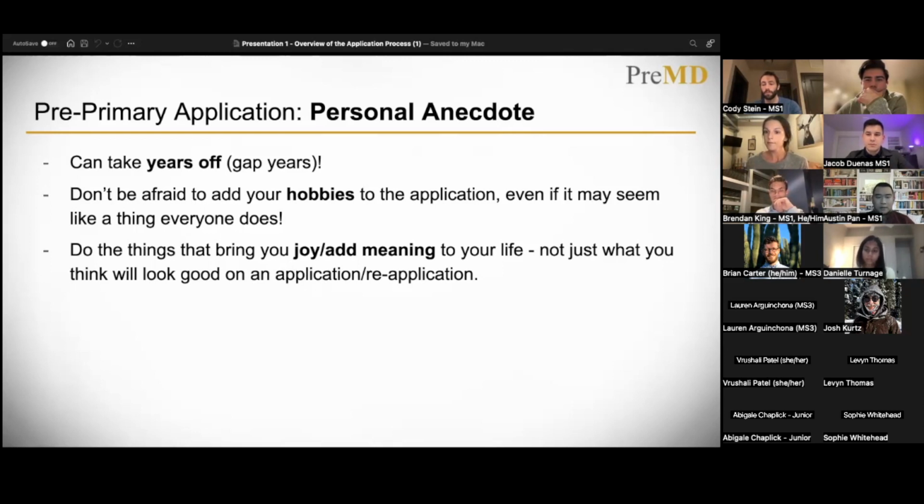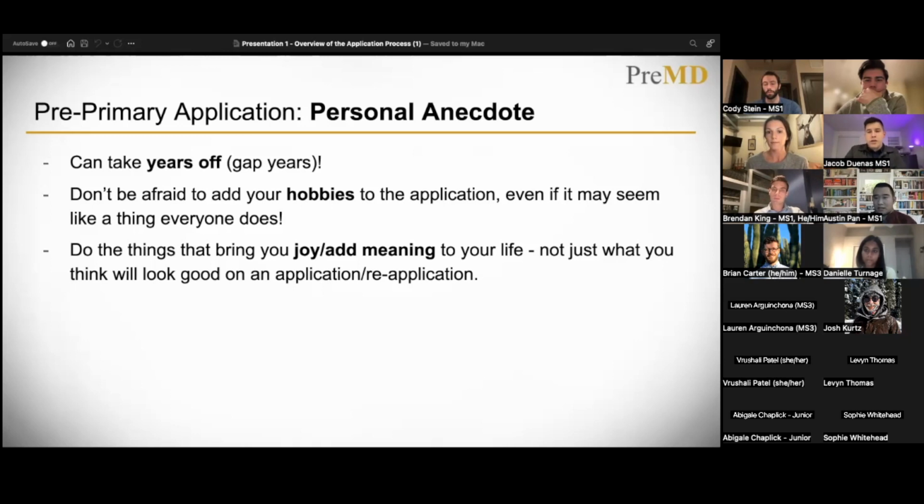For me, in my primary application, for my most meaningful experiences, two of what I put weren't even related to medicine. I talked about music and I talked about doing Dragon Boat in college. And I was able to write much stronger statements about how those impacted me and how those represented me as a person.